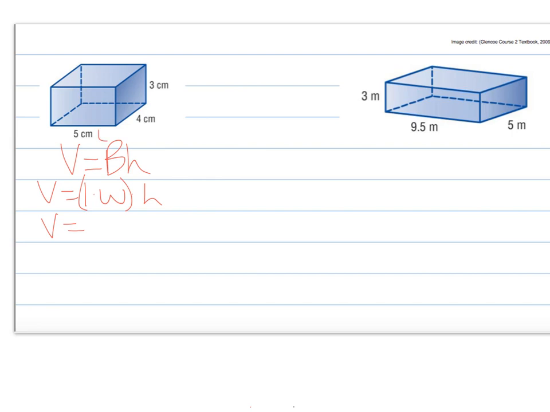So my length here is 5, my width is 4, and my height is 3. So then I work down. So notice formula, plug in, work down. 4 times 5 is 20, then that times 3. So my volume is 60. Notice here I did units times units times units. So this volume is in centimeters cubed.